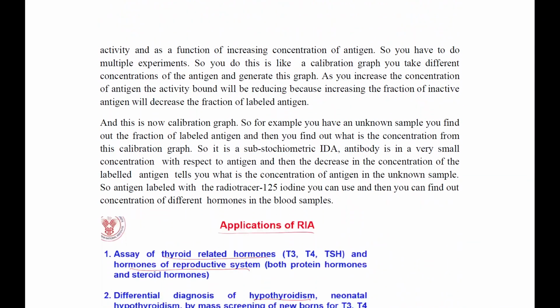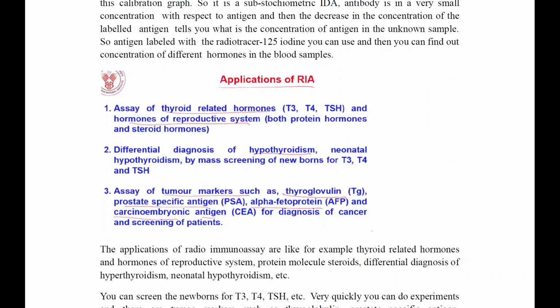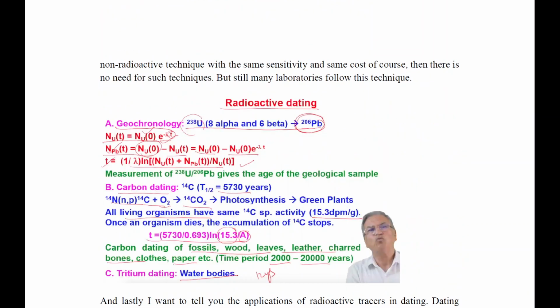Now there are certain applications of RIA. This is assay of thyroid related hormones T3, T4, TSH, the blood tests that we do, and hormones of the reproductive system, for example both protein hormones and steroid hormones. Differential diagnosis of hypothyroidism, neonatal hypothyroidism by mass screening of newborns for T3, T4 and TSH. Assay of tumor markers such as thyroglobulin, prostate specific antigen, alpha fetoprotein and carcinoembryonic antigen for diagnosis of cancer and screening of the patients. These are the applications of radioimmunoassay.